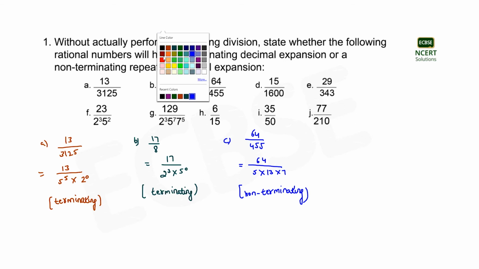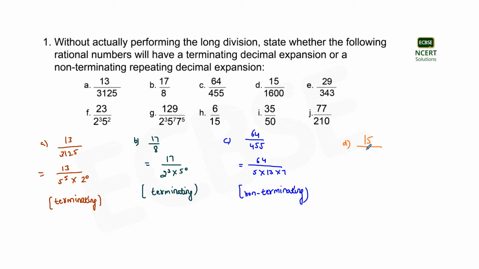Now coming to the D part, here the number given is 15 by 1600. So performing the prime factorization for the denominator, which can be written as 2 raised to power 4 into 5 raised to power 2 into 2 raised to power 2. So as only the factors 2 and 5 are present in the denominator, which are raised to the positive number power, which will result into its decimal expansion to be a terminating decimal expansion.